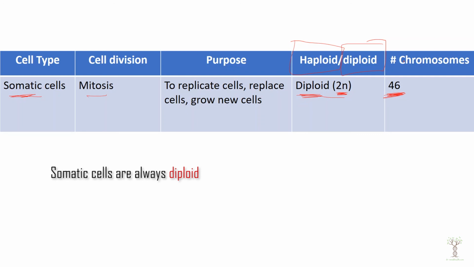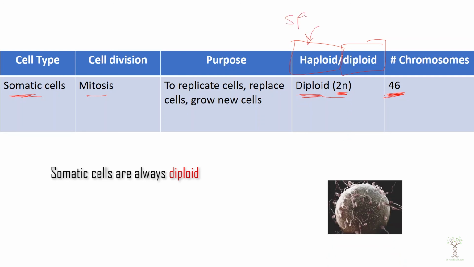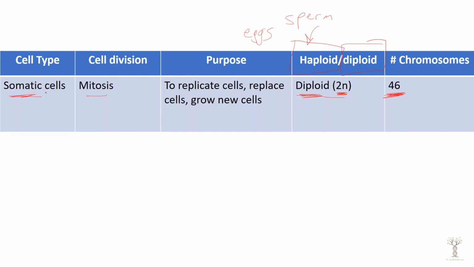Later on in another video, when we look at the production of sperm and eggs, they will be haploid. They will have 23 chromosomes instead of 46. That way, when a future sperm and egg combine, they form a diploid organism. So somatic cells are diploid, and in humans we have 46 chromosomes.